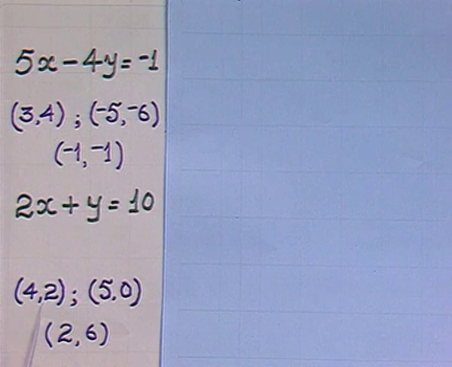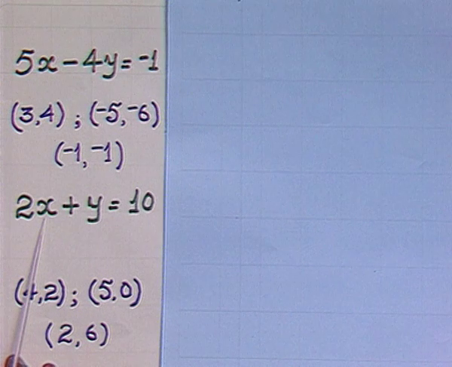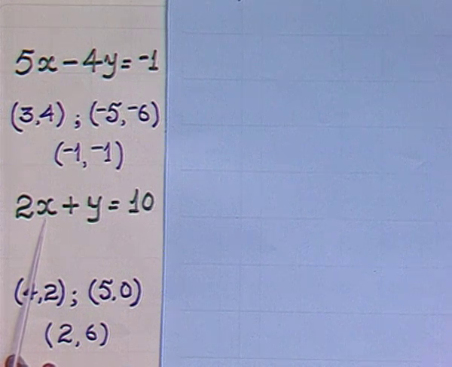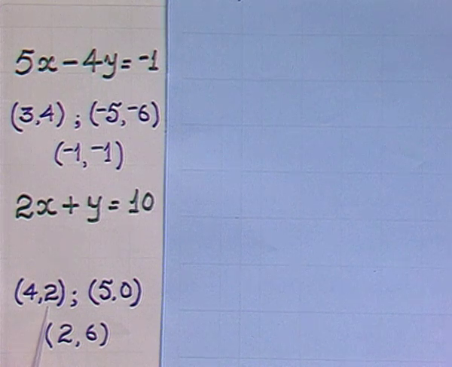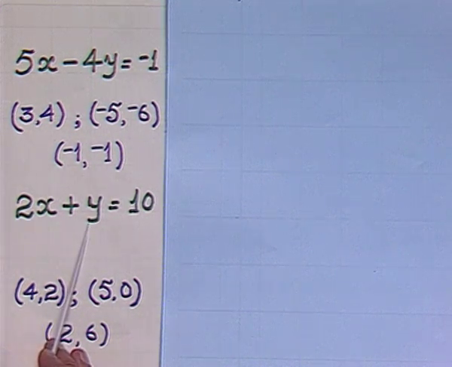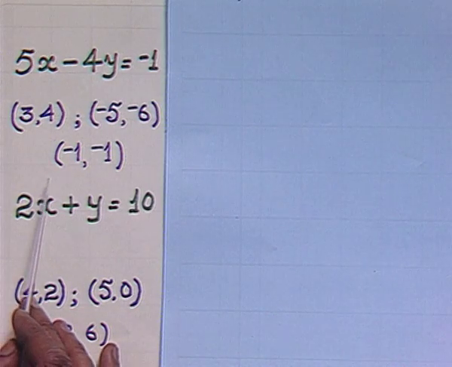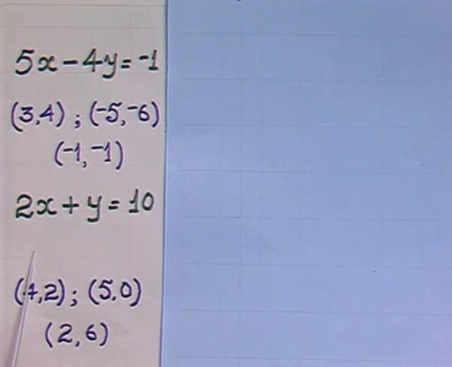Now if I ask you whether the ordered pair 4, 2 will satisfy this equation or not, obviously yes, because we have already calculated this ordered pair by transforming this equation into y. Now let's plot these two equations onto the same graph paper.